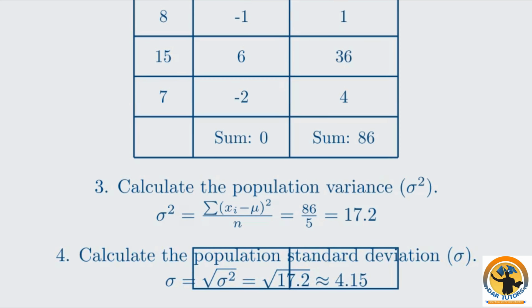So for this population, the mean is 9, the variance is 17.2, and the standard deviation is about 4.15. Often, we don't have data for an entire population. Instead, we have data from a sample of that population. In this case, we calculate the sample variance and sample standard deviation. The formulae are very similar, but there is one crucial difference.